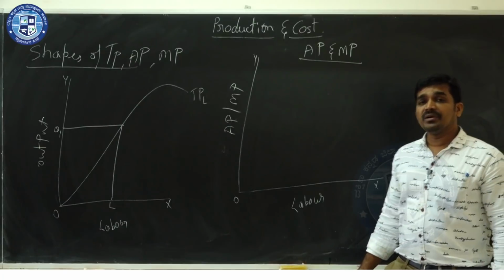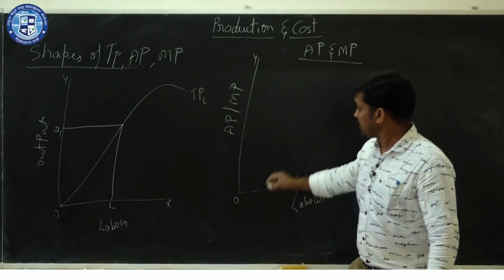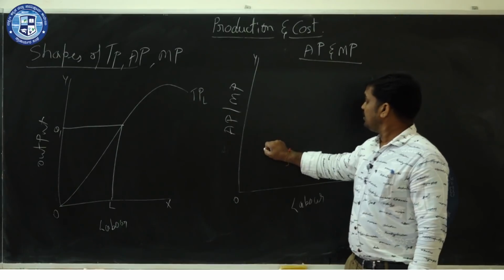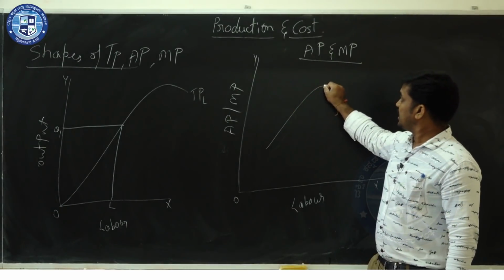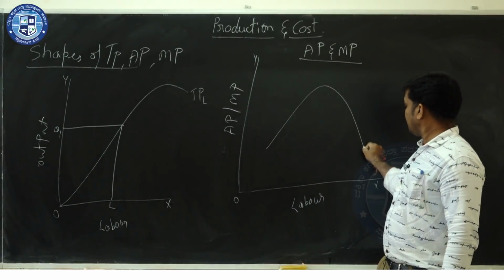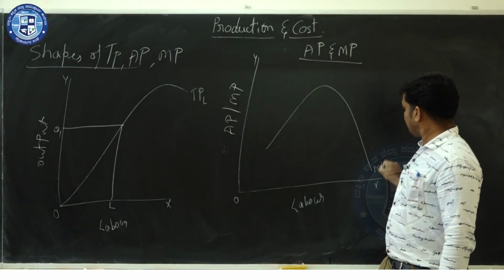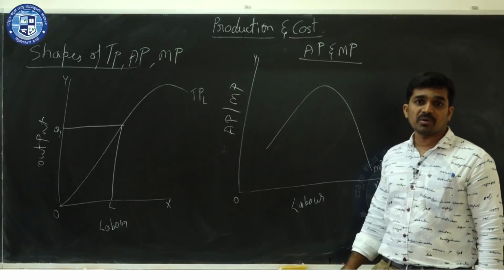Now, the shape of AP and MP. Look here, the shape of MP, or marginal product of labor: initially rising, reaches maximum, thereafter MP is falling.